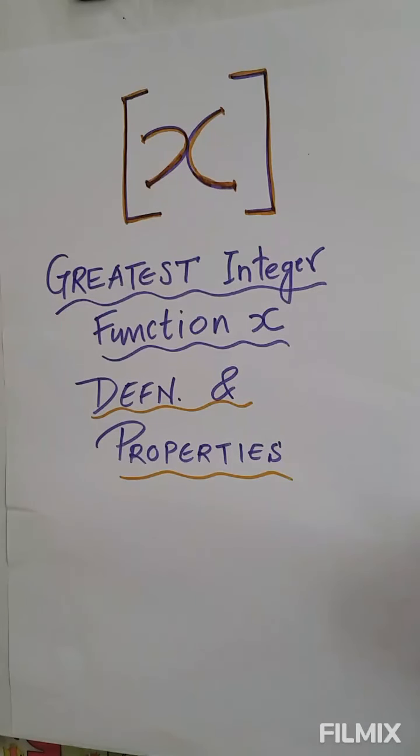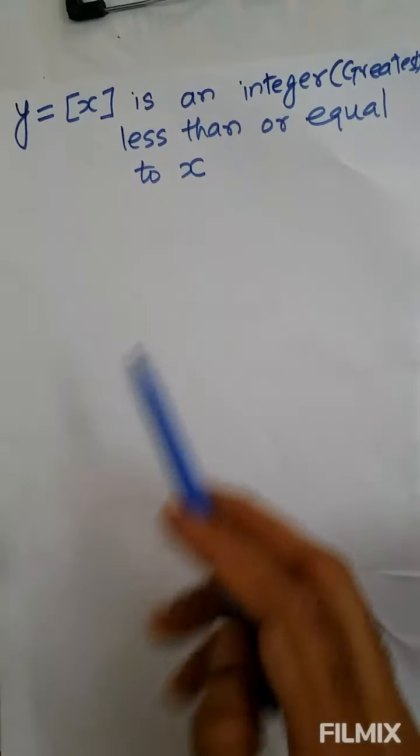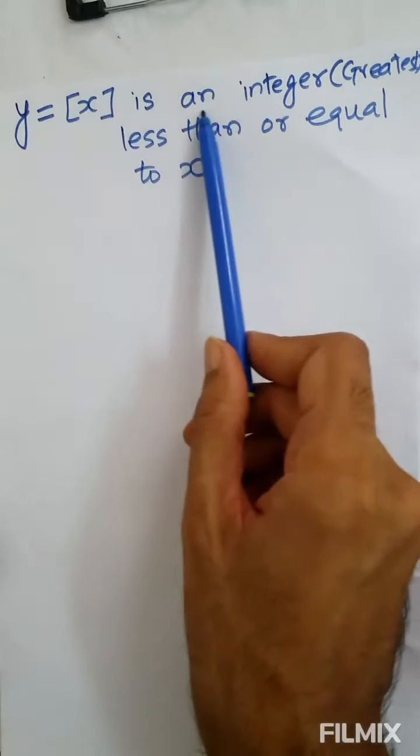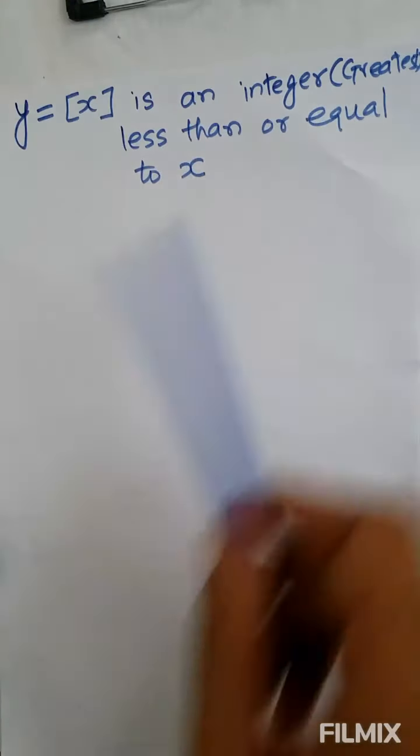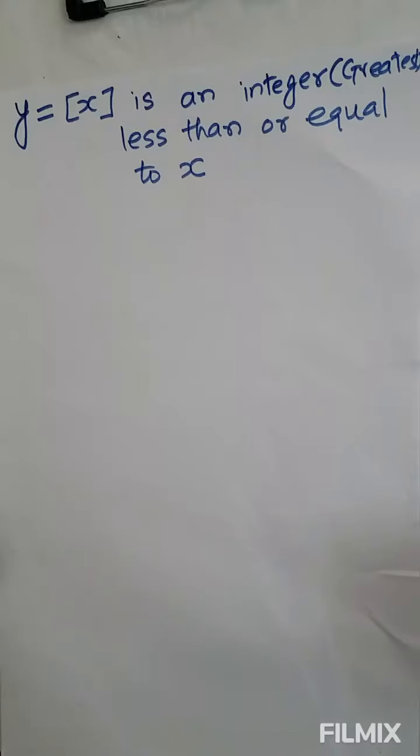So hello dear students. Today our topic is the greatest integer function, its definition and properties. That we will see today. It is used in 11th and 12th class, IIT JEE, Olympiads and KVPY. Y is equal to greatest integer x, which is the greatest integer less than or equal to x. Now let's see the meaning of this.